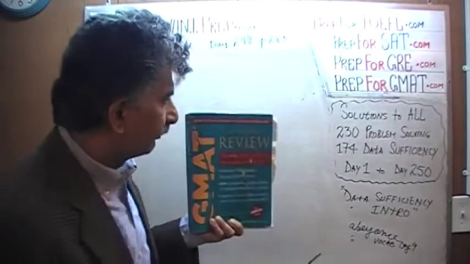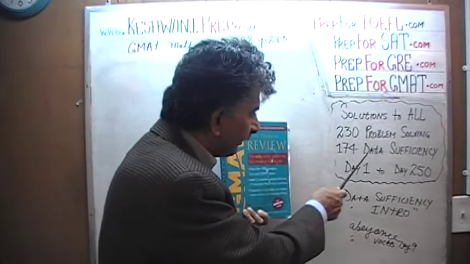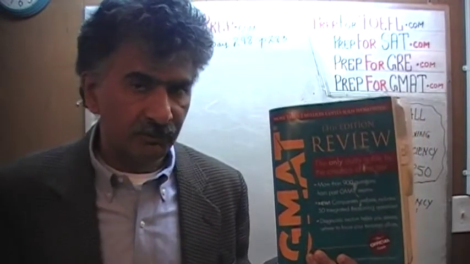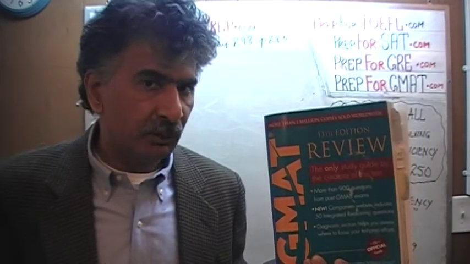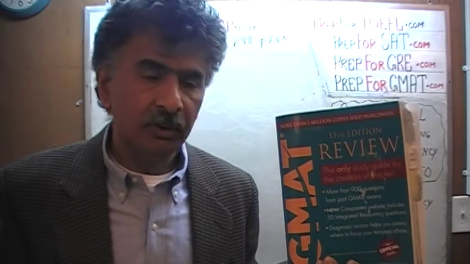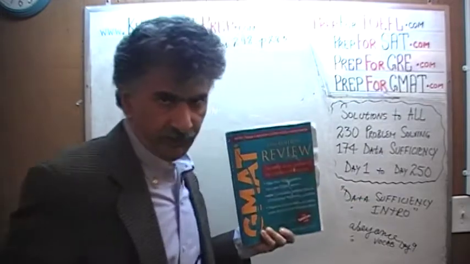This book contains 230 problem solving questions. It has 174 data sufficiency questions. We have already solved every single math problem from this book. Right now we are in the middle of redoing the problems, but if you're interested in watching any of the original solutions to the problems, you will find the original solutions from day number 1 through 250.